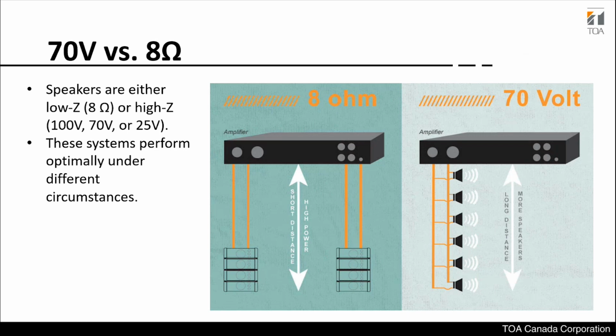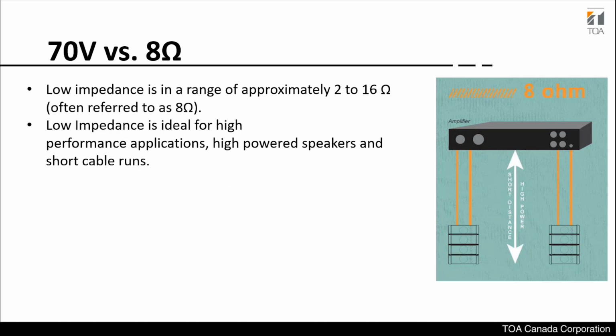Speakers are either low Z, 8 ohms, or high Z, 100 volts, 70 volts, or 25 volts. Both have a specific job to perform and do so effectively under different circumstances. Low impedance is a range of approximately 2 to 16 ohms, often 8 ohms. Low impedance is ideal for high performance applications, high power speakers, and short cable runs. Low impedance sound systems are often found in nightclubs, performance spaces, arenas, halls of worship, stadiums, and even in a car sound system.